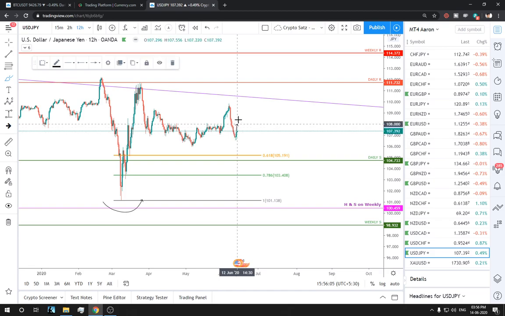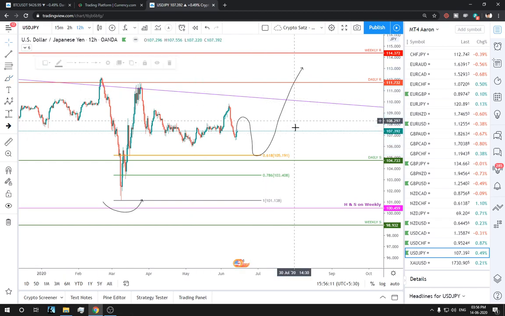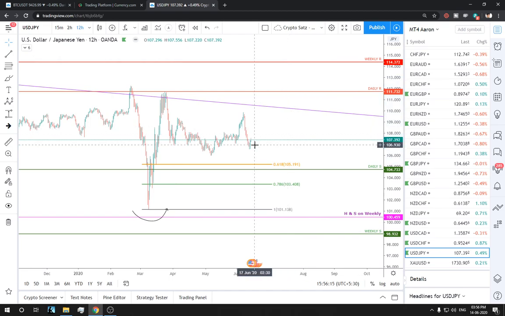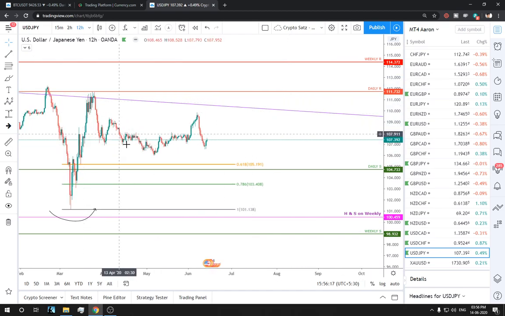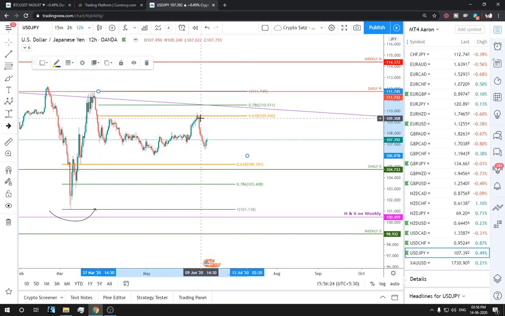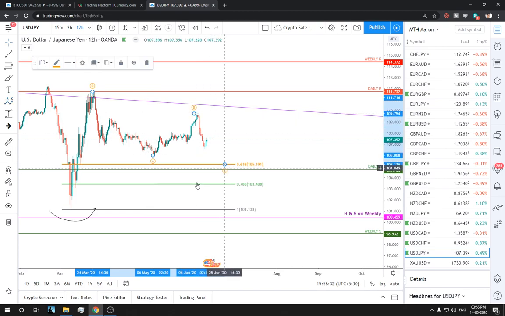So price might go up a bit, trick people, go down and then move up. So this is what I'm looking at on USDJPY. Another confirmation on this is rejection of 0.618, which tells us this is a B wave and we are looking for a C wave.